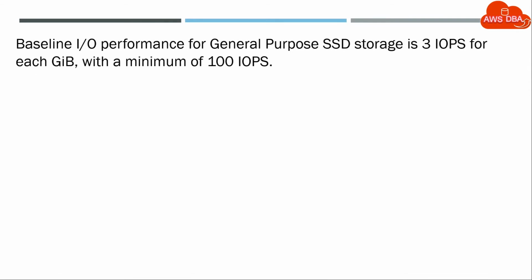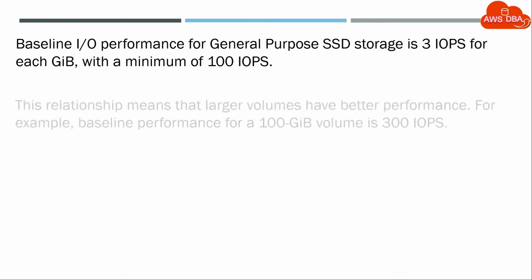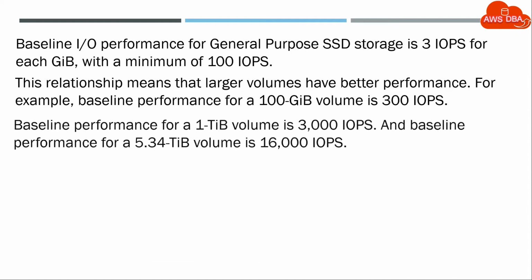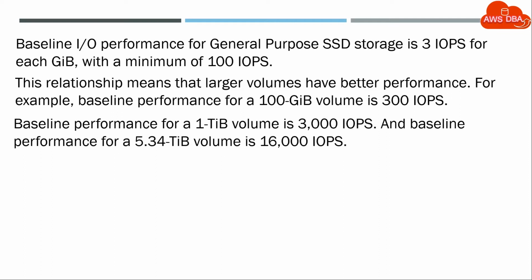Baseline I/O performance for General Purpose SSD storage is 3 IOPS for each gigabyte, with a minimum of 100 IOPS. This relationship means that larger volumes have better performance. For example, baseline performance for a 100 GB volume is 300 IOPS. Baseline performance for a 1 TB volume is 3000 IOPS, and baseline performance for a 5.34 TB volume is 16,000 IOPS.